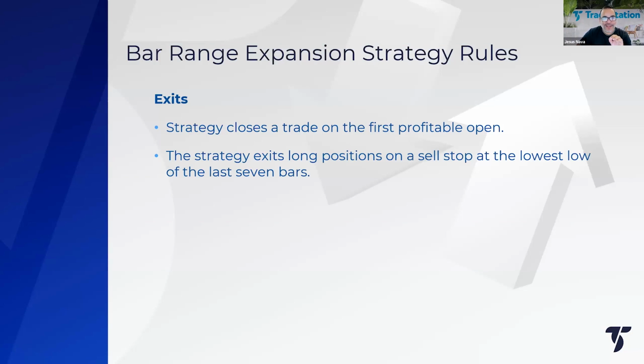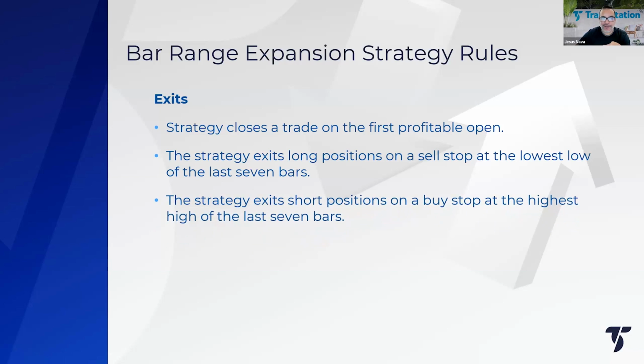It's not a real trailing stop order where it just moves tick by tick. It just looks at the previous lowest low or highest high and sets those as your stop. And on a short position, there's going to be a buy stop at the highest high of the last 7 bars.